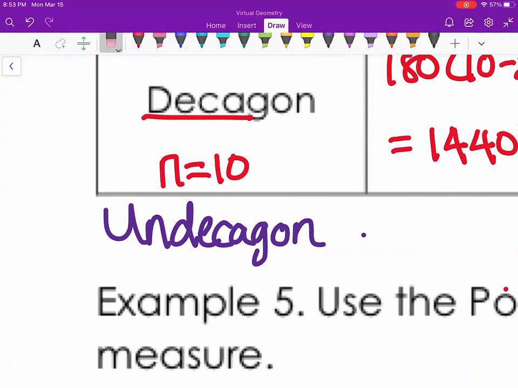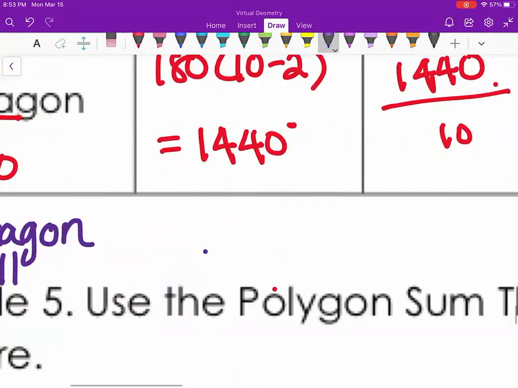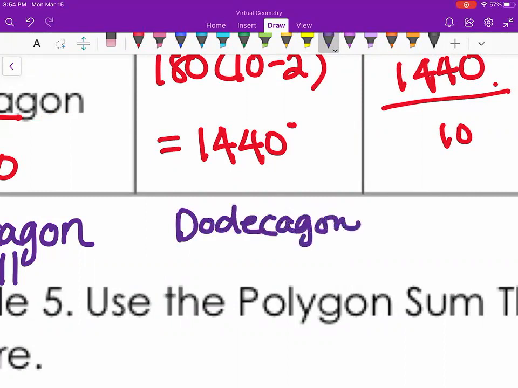The decagon means that your n is 11 for 11 sides. And then we have the dodecagon, which means you have 12 sides.